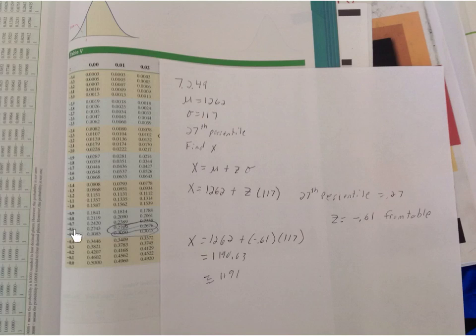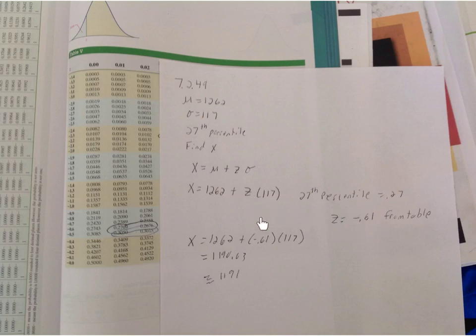And so, you look to the left, that's a minus 0.6, and it's a 1. And so the z we're looking for is minus 0.61. That's using the table, crossing this row and the column. Now you can use technology to find it, but the table's okay.